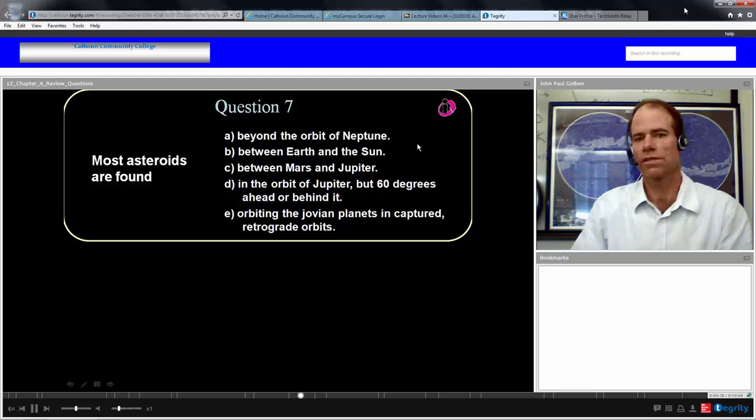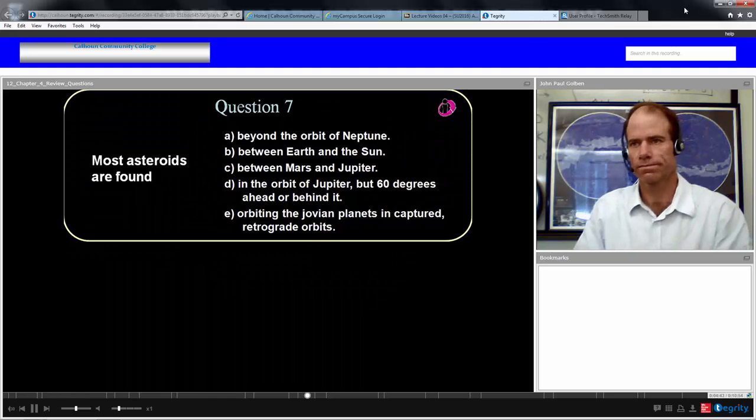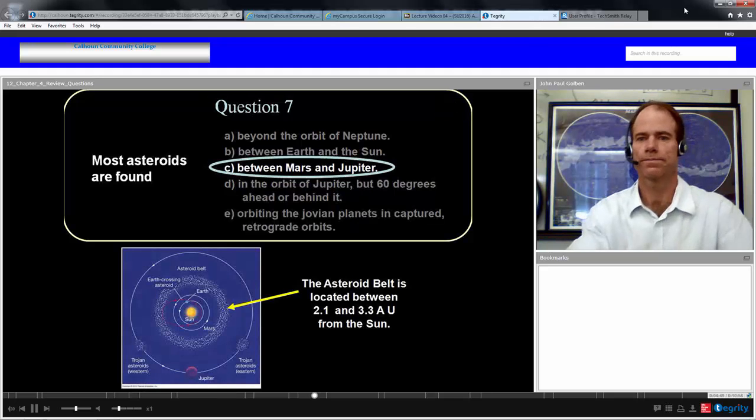Most asteroids are found, asteroids being the rocky interplanetary debris found between Mars and Jupiter. There are some Earth-grazing asteroids that find their way inside that, but most of them are between the orbits of Mars and Jupiter.